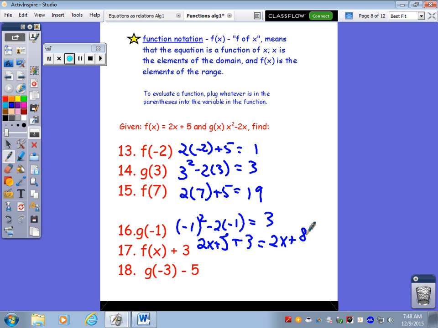Here, g of negative 3 minus 5, you're going to plug in a negative 3 here. So it's negative 3 squared minus 2 times negative 3 minus 5. So here we have 9 plus 6 minus 5, and that's going to be 10 as your final answer. So here's some notes to review for you to look at home.